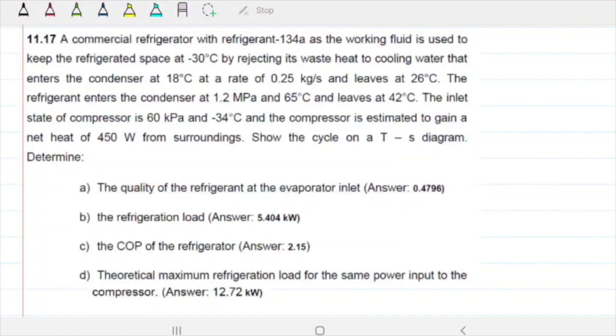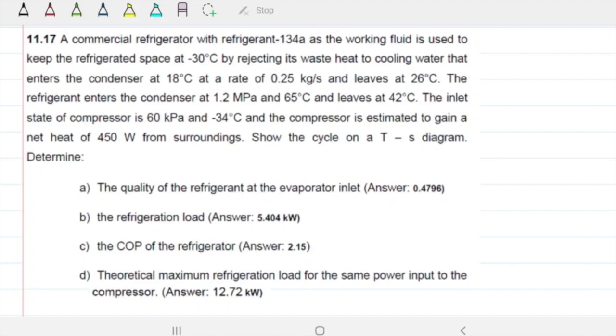Alright, so this is week 11, problem 11.17. A commercial refrigerator with R-134a as a working fluid is used to keep a space at minus 30 degrees Celsius, rejecting its waste heat to cooling water that enters the condenser at 18 Celsius at a rate of 0.25 kilograms per second and leaves at 26 Celsius. The refrigerant enters the condenser at 1.2 megapascals and 65 Celsius and leaves at 42 Celsius.